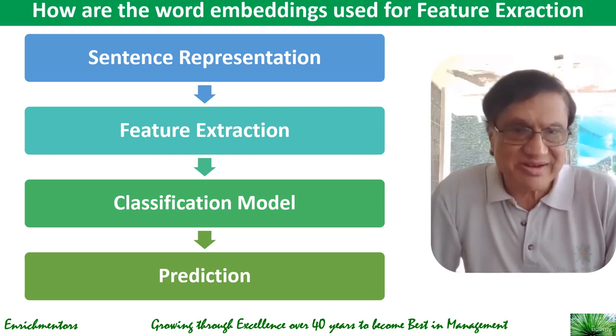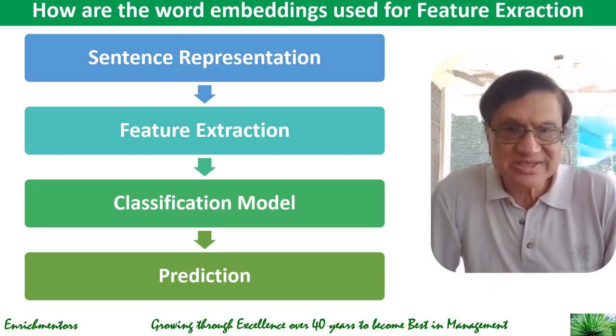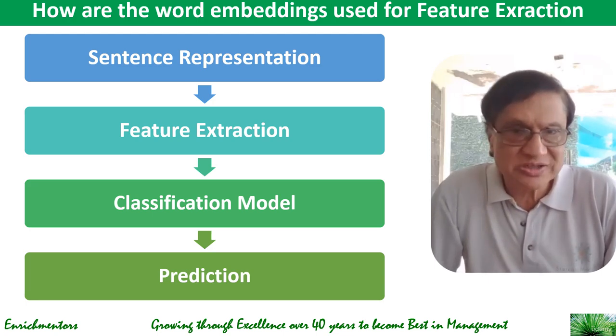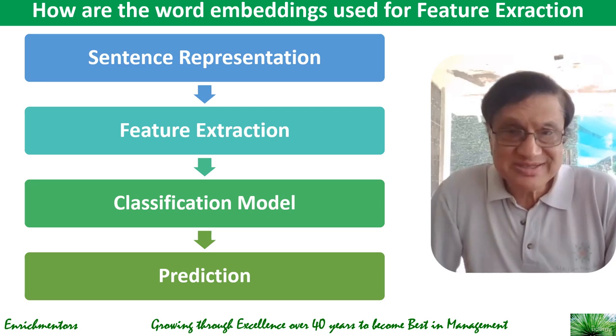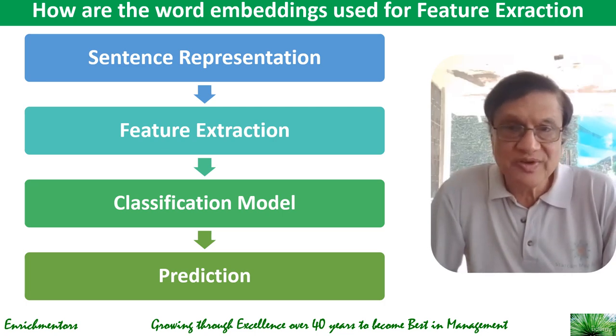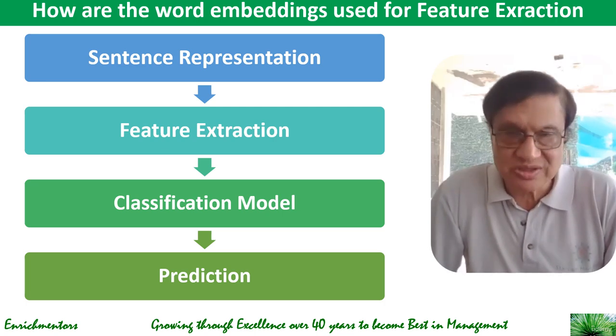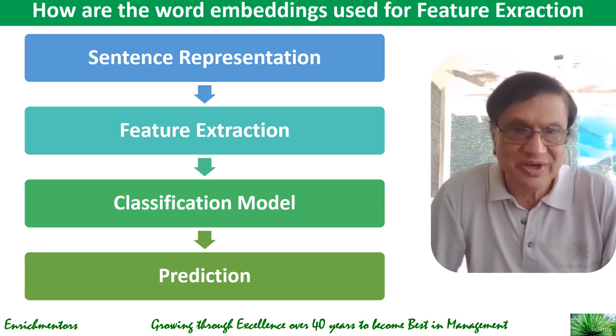Once having done that, we have done feature extraction, where each sentence is now represented as a fixed length vector in the same continuous vector space as the word embeddings. Now these sentence vectors serve as input features for our classification model. So we have data that we can feed into the classification model.